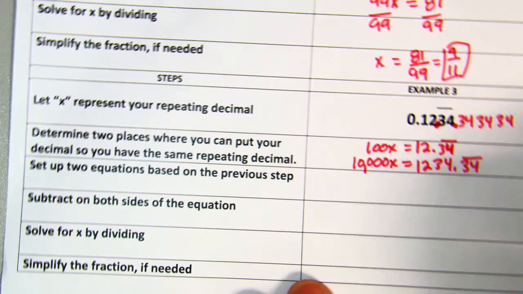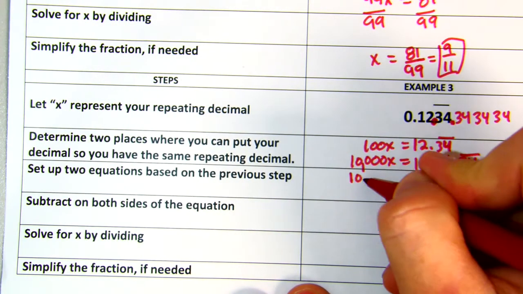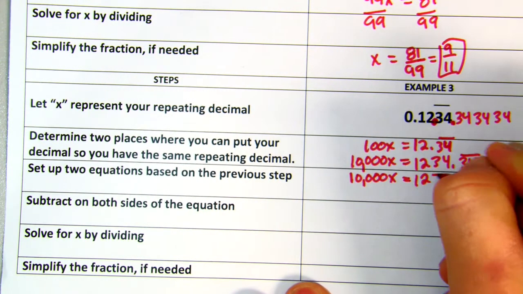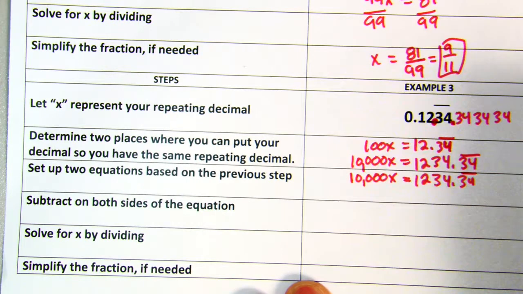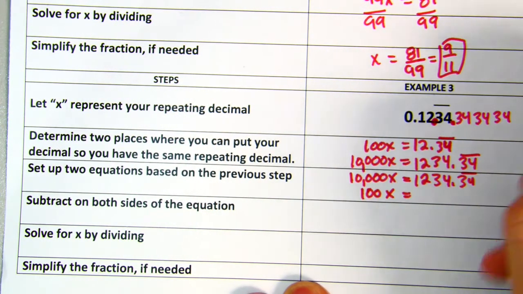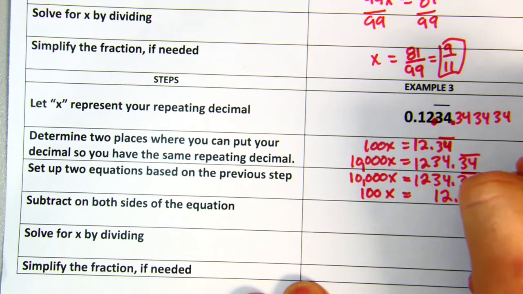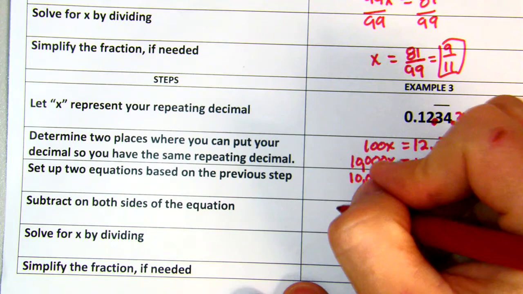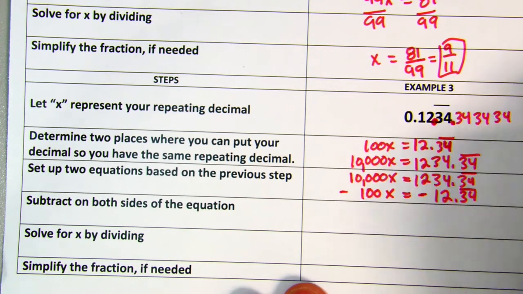Let's go ahead and set up my subtraction problem. Again, I'm going to put the larger number over the top. And then we have 100x down here, and that is equal to 12.34, again making sure that I line up my decimals. I'm going to go ahead and subtract now.